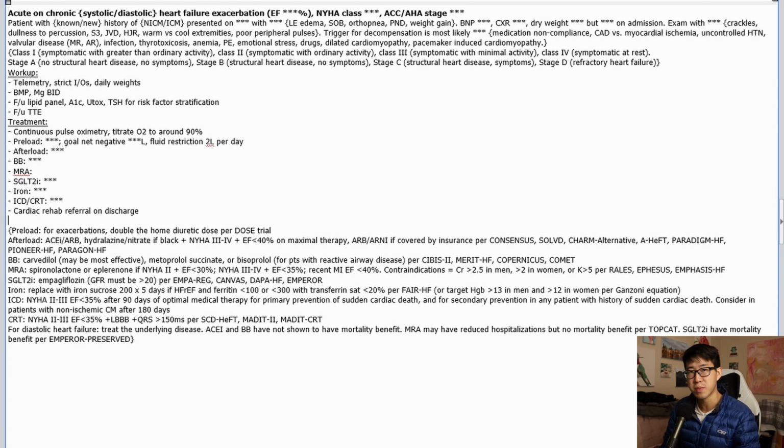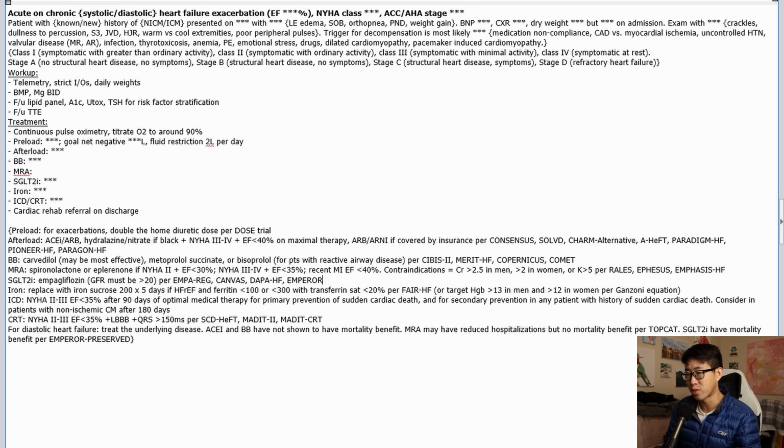And their GFR must be at least 20 in order to start this medication. And, you know, there are other options, so it may depend on your hospital formulary, but EMPA-REG was the study for this. There's CANVAS, which was probably for canagliflozin, I'm guessing, DAPA-HF for dapagliflozin, and EMPEROR, probably also empagliflozin.